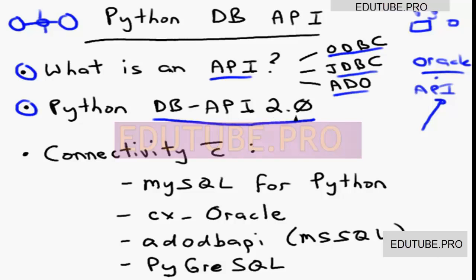Now, the good news is that there are lots and lots of API providers. Therefore, you can quite easily hook in Python to any contemporary RDBMS. There's the MySQL for Python library, there's cx_Oracle for Oracle, there's ADODB API for connectivity with Microsoft SQL Server, there's PyGreSQL for PostgreSQL, and the list just goes on and on.